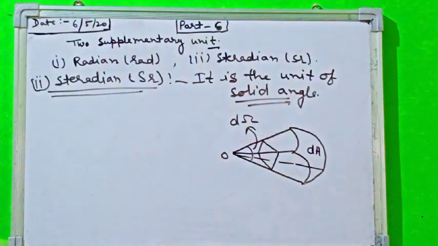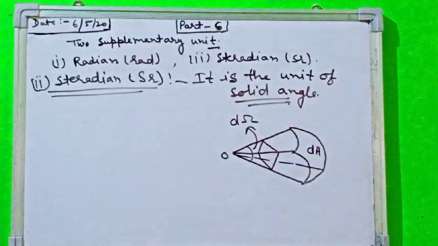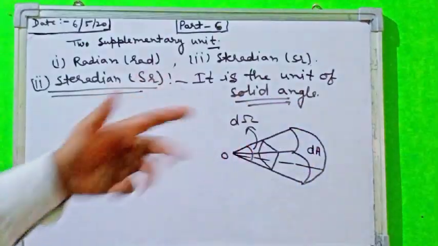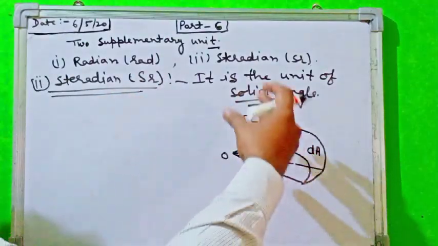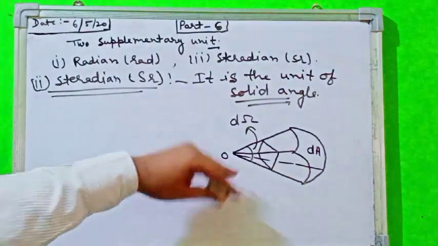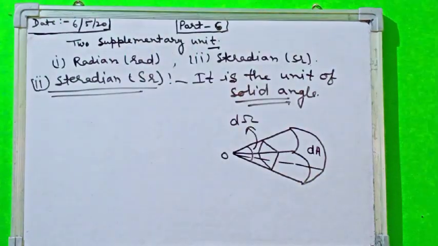It is clear from its name, as various things are clear from names. The angle made by the surface at the center of the solid is called solid angle, and the measurement of this solid angle is measured in steradian.